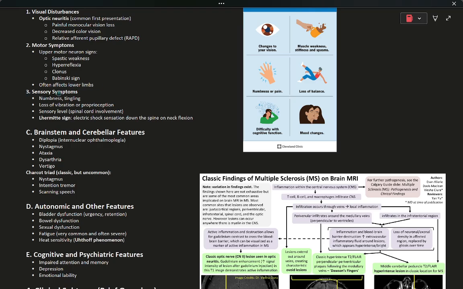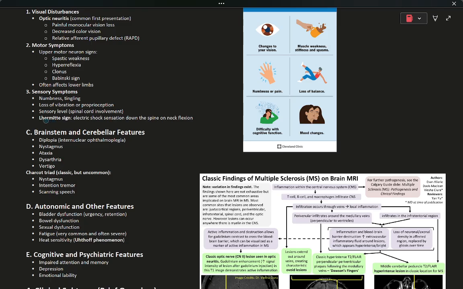And now we have sensory symptoms like numbness and tingling, loss of vibration or proprioception sensations. We also have different sensory levels that could be affected, although typically the spinal cord lesions are the ones most involved.